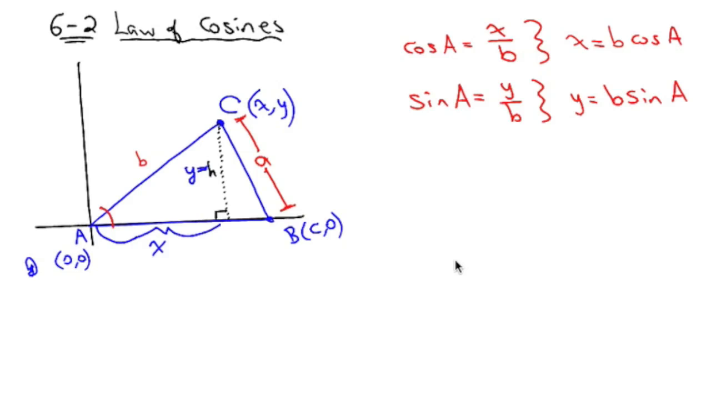Okay. So if I'm looking for a, that's going to equal the square root of the change in x between vertex C and vertex B, which would be x minus c. So you get x minus c all squared. And then the change in y would be y minus 0, better known as plain old y squared. And then we can expand it out. I don't like the square root, so I'm going to square both sides just to make life easier. So this becomes a squared is equal to, what's x minus c all squared?